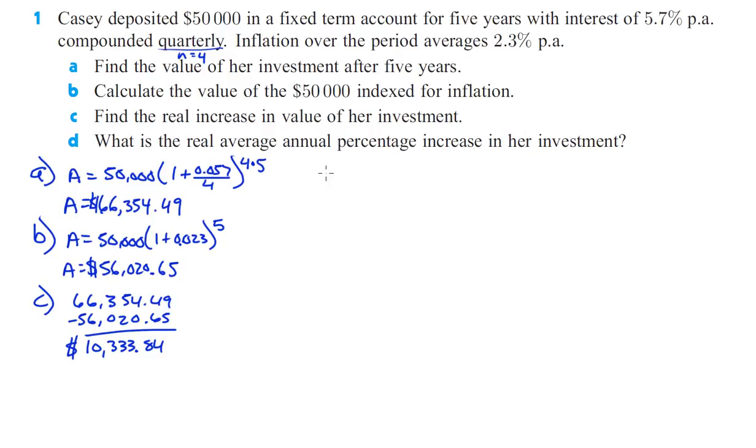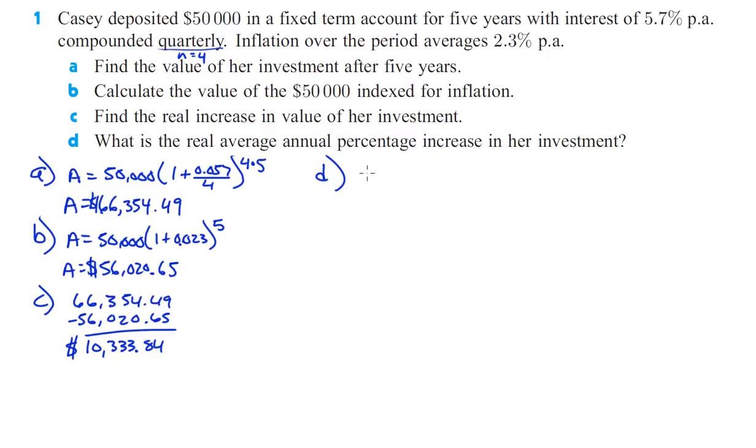And then part D says, what's the real average annual percentage increase in her investment? You're getting 5.7% back, but you're losing 2.3% because of inflation. You can't simply subtract those two, though that will get your answer really close, but it won't get you the exact answer.